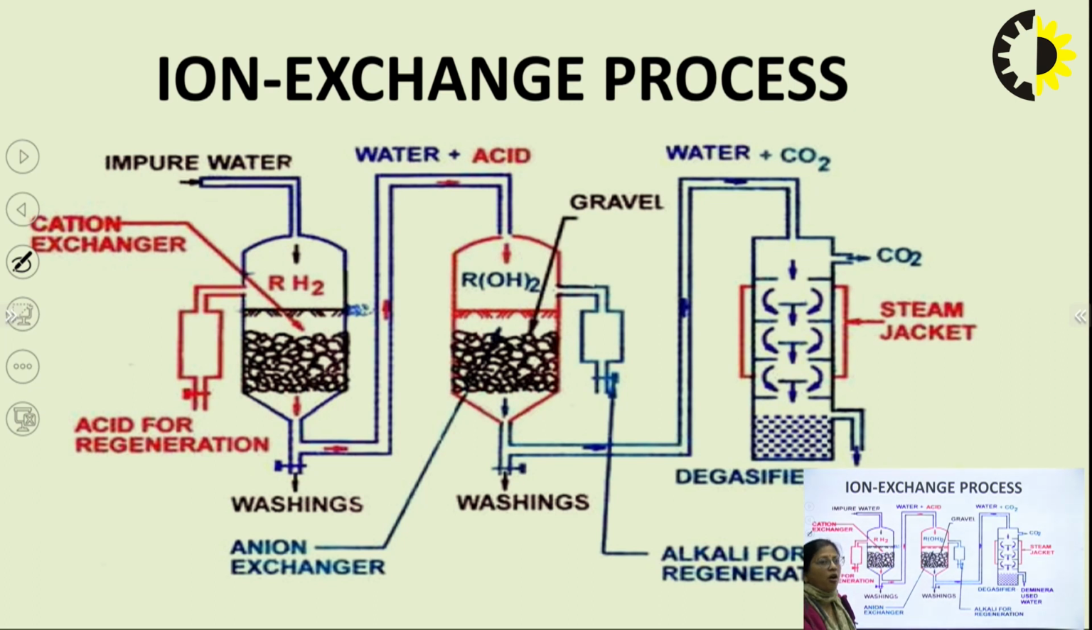Coming to the process of ion exchange, here you can see two exchangers in columns. One is the cation exchanger, another is the anion exchanger. First, we take impure or hard water and pass it through the cation exchanger, R-H+. Suppose this hard water contains calcium cations.